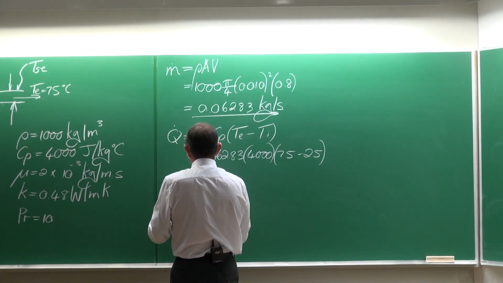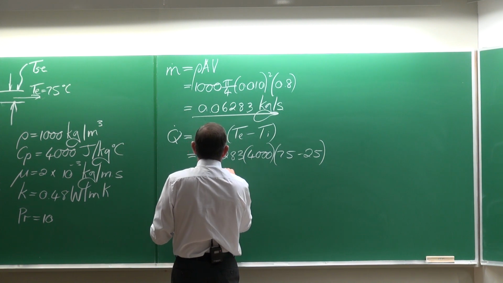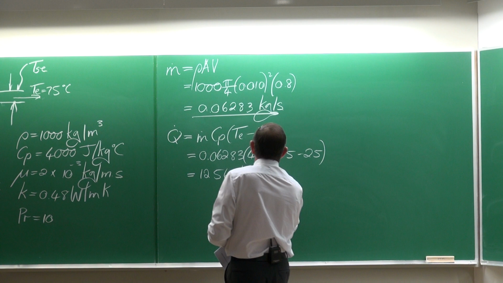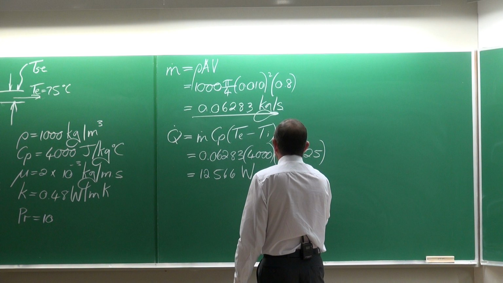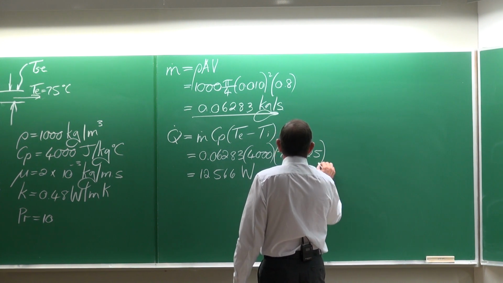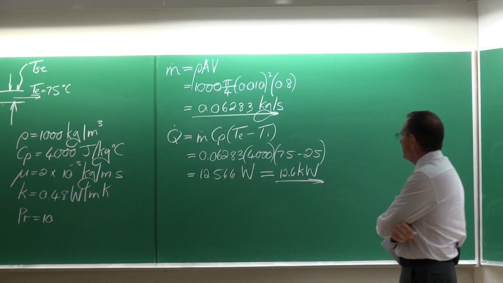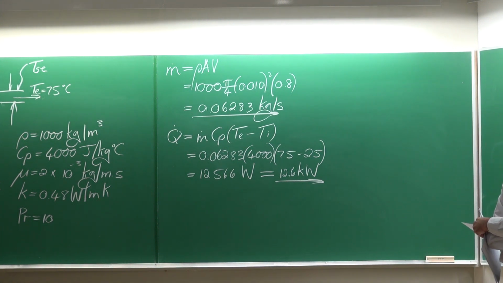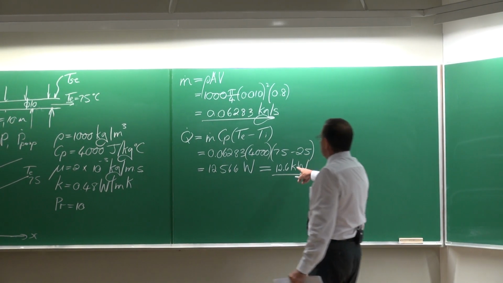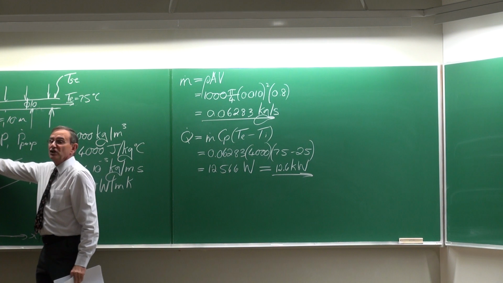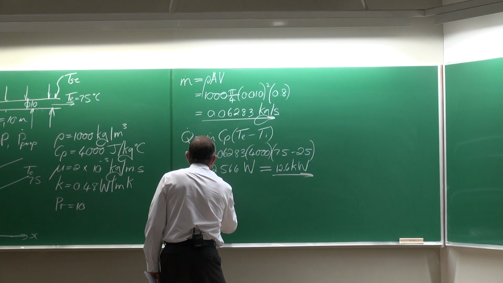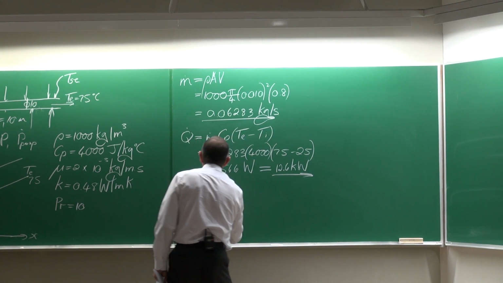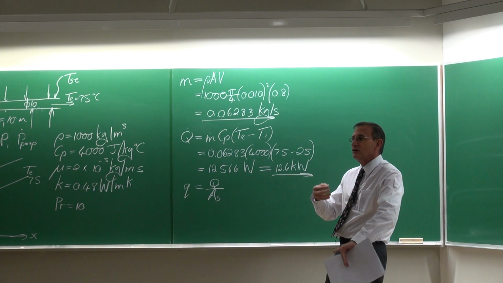And then the heat transfer rate is equal to 12,566 watts. That's not an engineering answer. That is equal to 12.6 kilowatts. This is the heat transfer rate, but they've asked us to determine the heat flux. So the heat flux is equal to the heat transfer rate divided by the surface area through which the heat transfers.